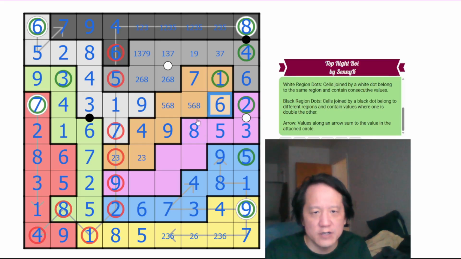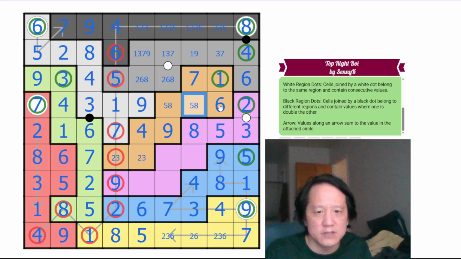No 5 or 8 here, it's 6. That eliminates 6 in the rest of the row and column. 5 eliminates 5 here. We have a 2-3 pair in column 8, which eliminates 2 and 3 in the rest of the column. No 3 there. It's 7. That means this can't be 7 here. We have 1 or 3 here. That's not consecutive with 6 or 8. It's only consecutive with 2. So that's 2, which makes that 8.